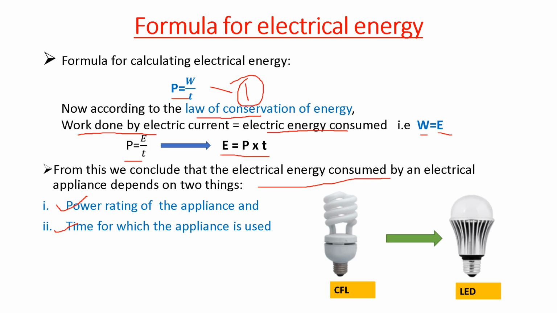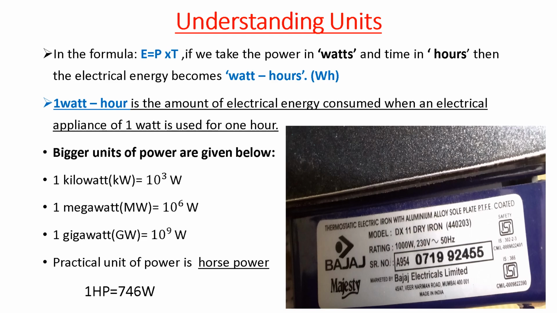Now let's move to the next topic, which is understanding the units. Let's see what this unit means. From the formula E equals P into T, we know that power is usually expressed in watts, whereas time is expressed in hours. We also have smaller units like minute and second, but we use electric energy for a longer time. That is why the hour is used.